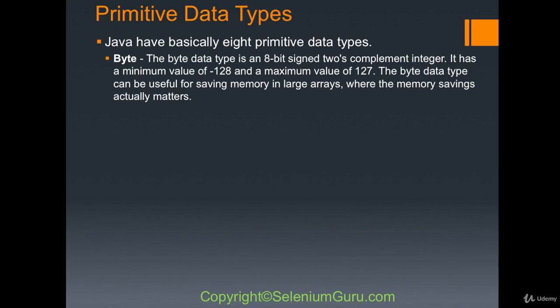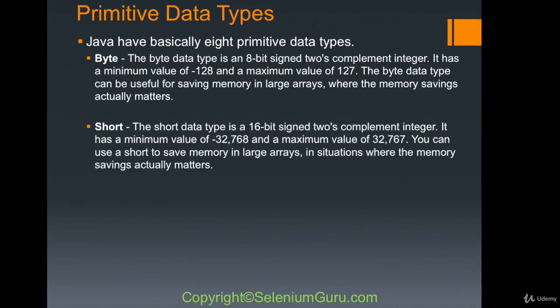Say you have a very gigantic program and you have a lot of data, okay? And if you know that your data is going to be very, very small, then you can use byte. The next one is short, right? The short data type is a 16-bit signed two's complement integer. It has a minimum value of -32,768 and a maximum value of 32,767. Again, it's a little bigger than byte, but also it's very small, and you can save a lot of memory using the short data type.